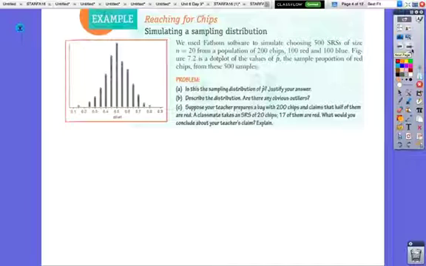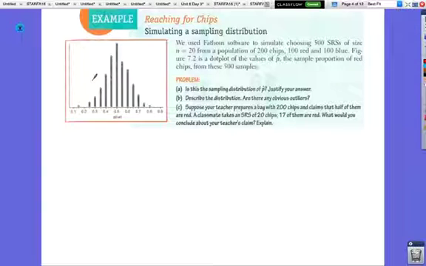All right, for the next example, we're going to talk about simulating a sampling distribution. So we use Fathom software. Fathom is a special software that's used for statistics. I'm working on getting you all a copy of Fathom because it's really great for building tables and graphs and that kind of thing. A lot of the graphs that you can build with Fathom are pretty similar to what you would see on the AP exam. So this is an example of a graph that was built with Fathom. And again, I'm trying to get you all a copy of that software so that we can use it in class and you become more familiar with it.